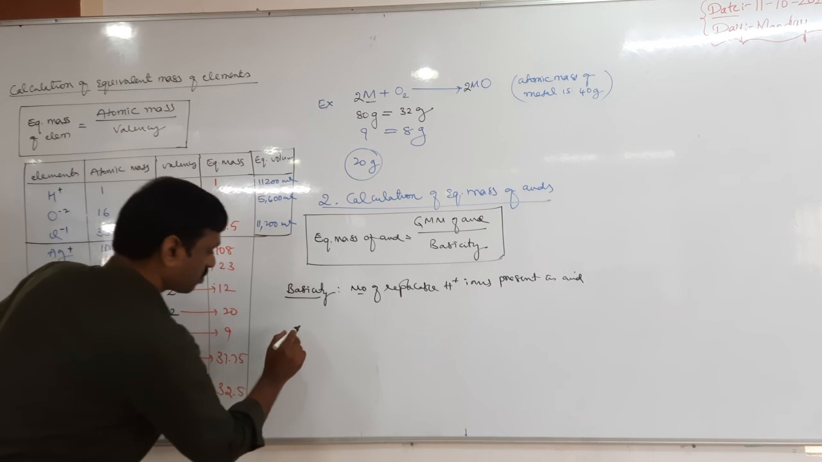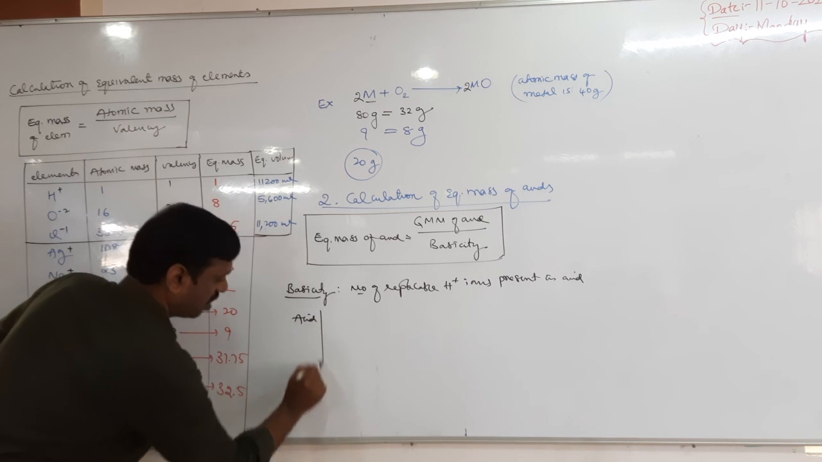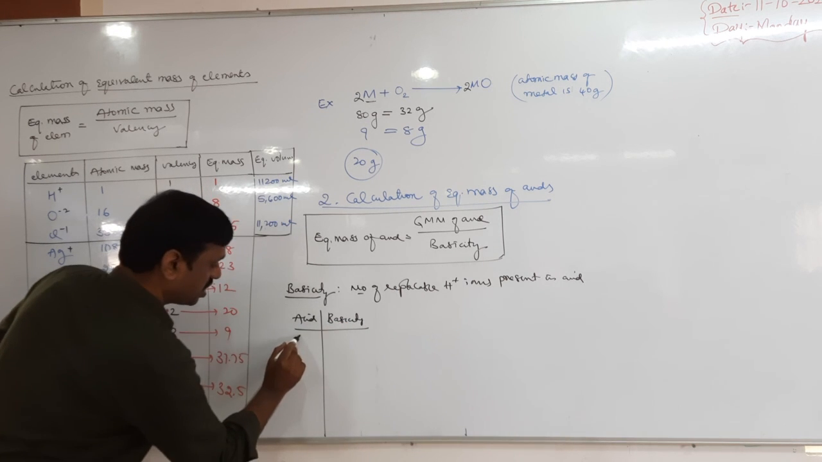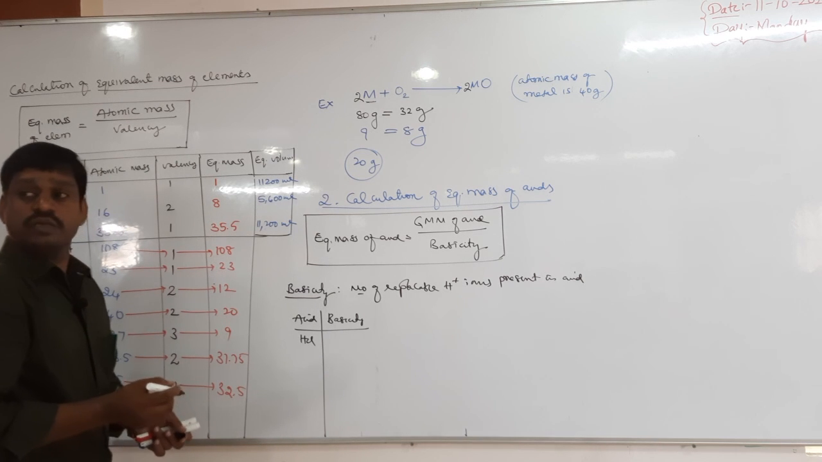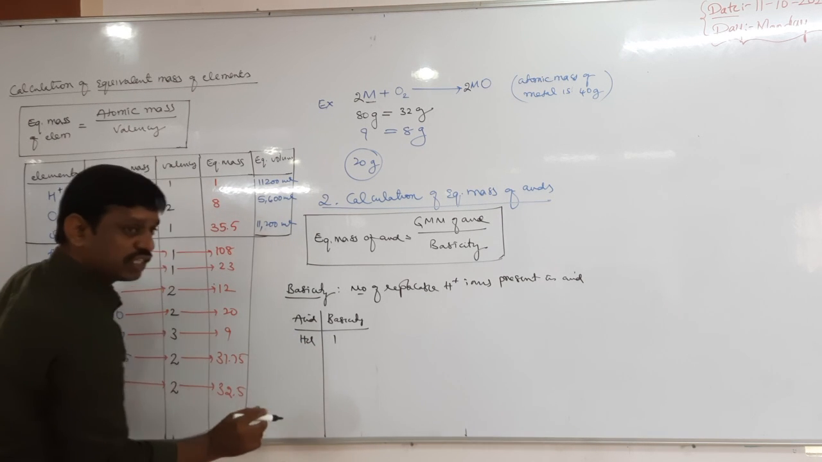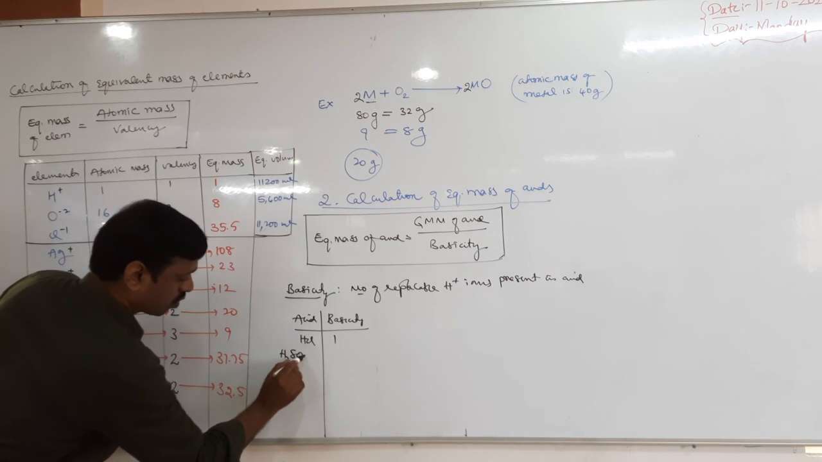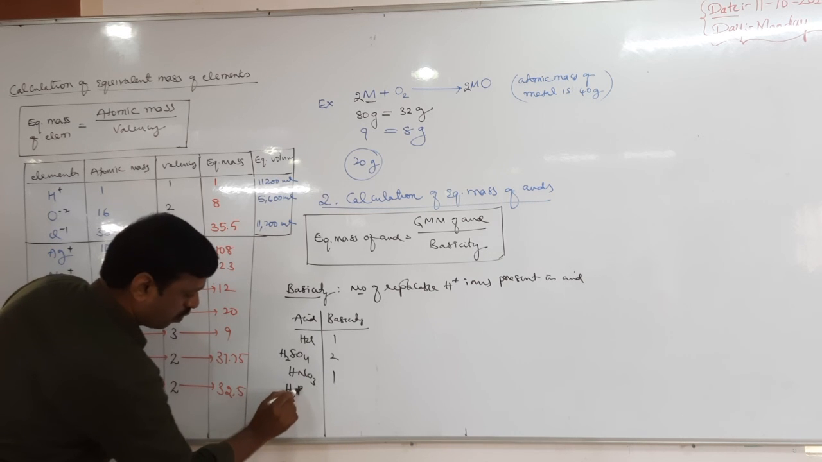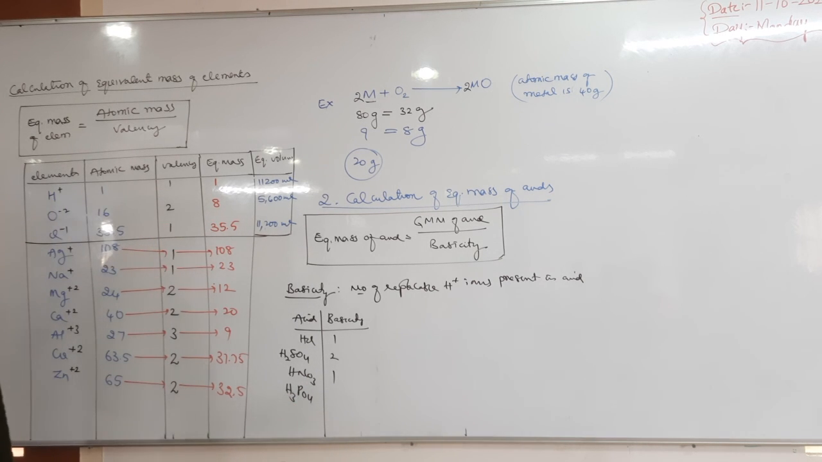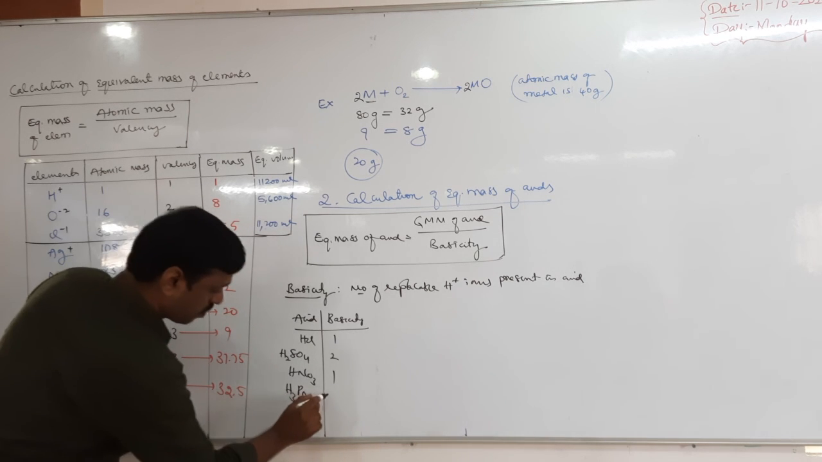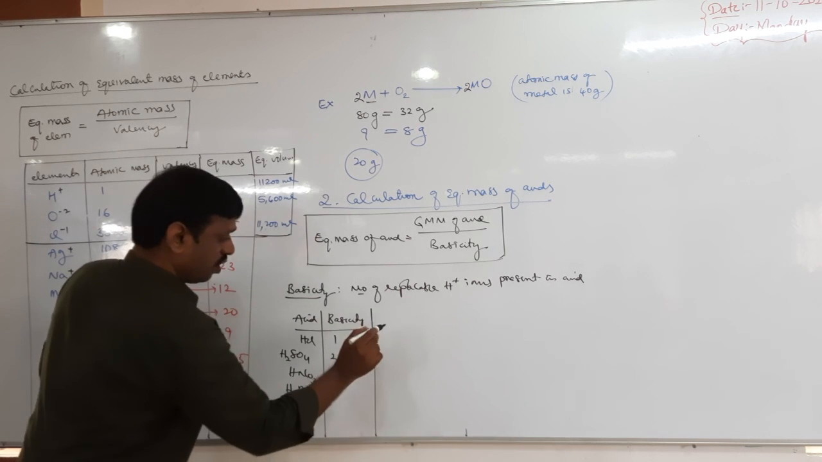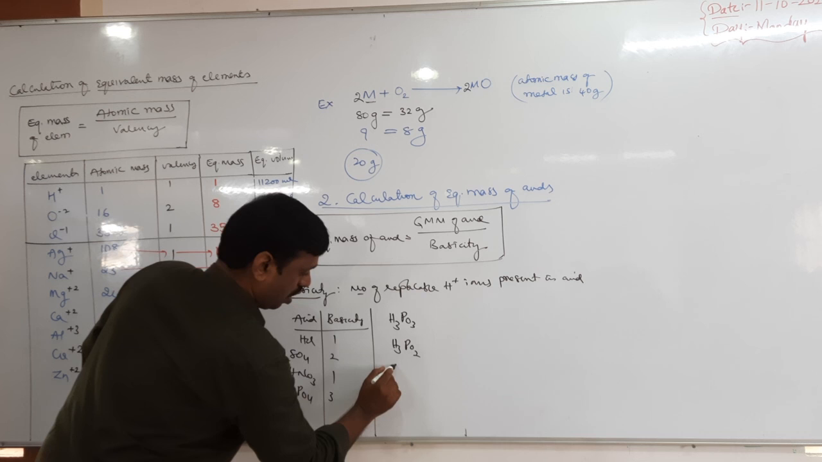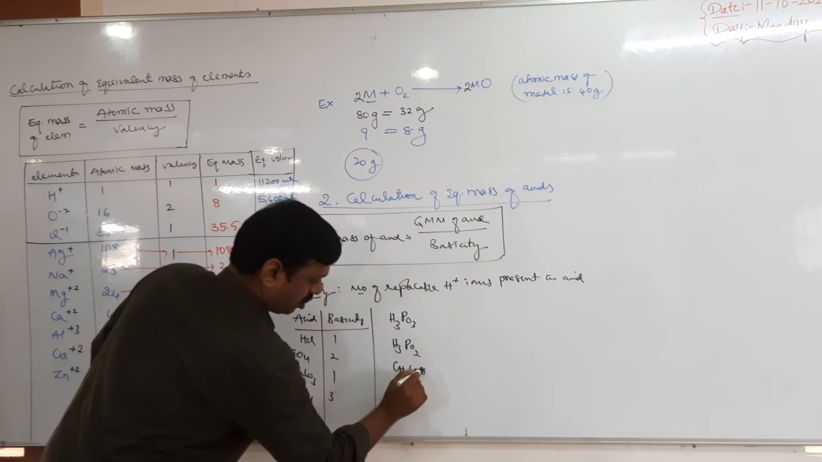For example, take the acid and its basicity. Acid is HCl. Tell me, HCl has how many replaceable H plus ions? Only one. Therefore, basicity is 1. H2SO4, it is 2. HNO3, 1. H3PO4, orthophosphoric acid, it is 3. Right. Next, H3PO3, H3PO2 and CH3COOH, tell me.